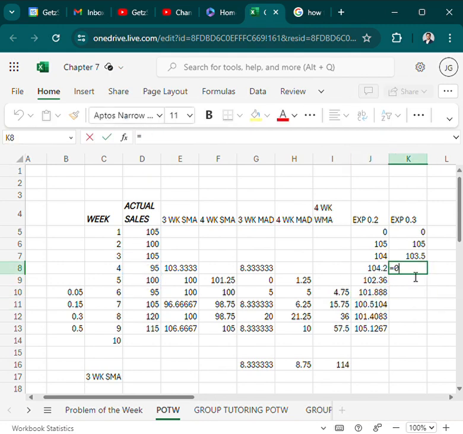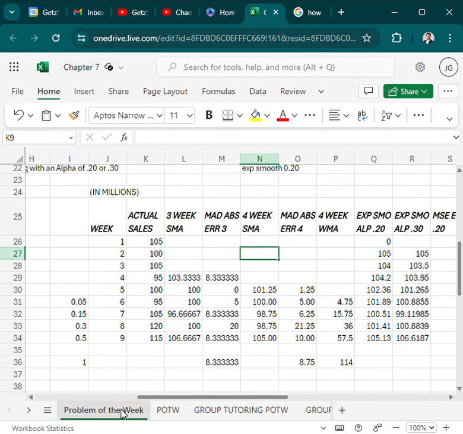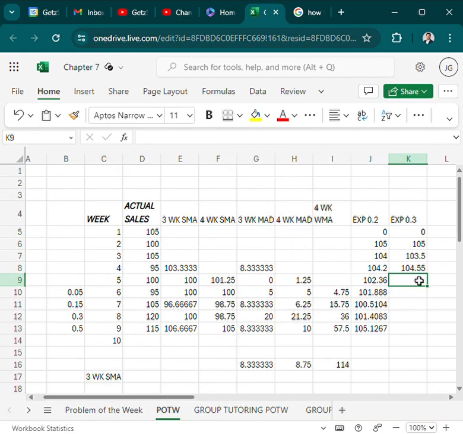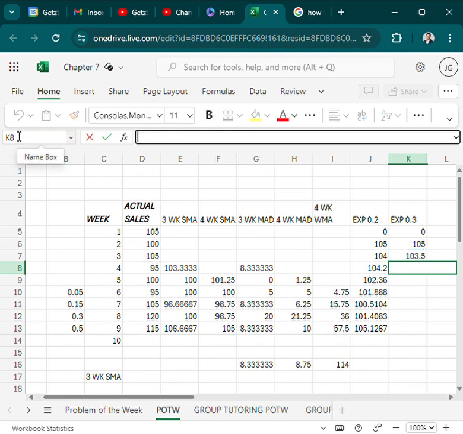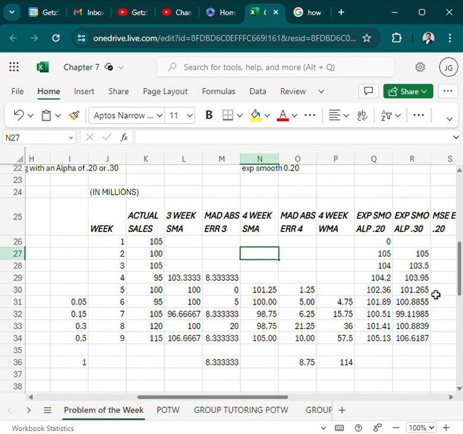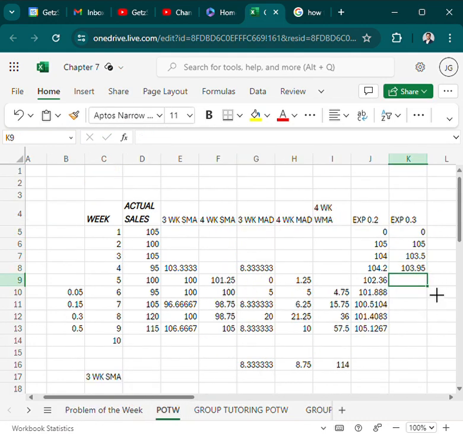And then let's just do that here real quick. So we're going to do equals 0.3 times our actual sales plus 0.7 times the one above. Let me make sure that's right. There's a little issue here, so let's try to figure it out. Yep, that's right. So we're just going to scroll down here.